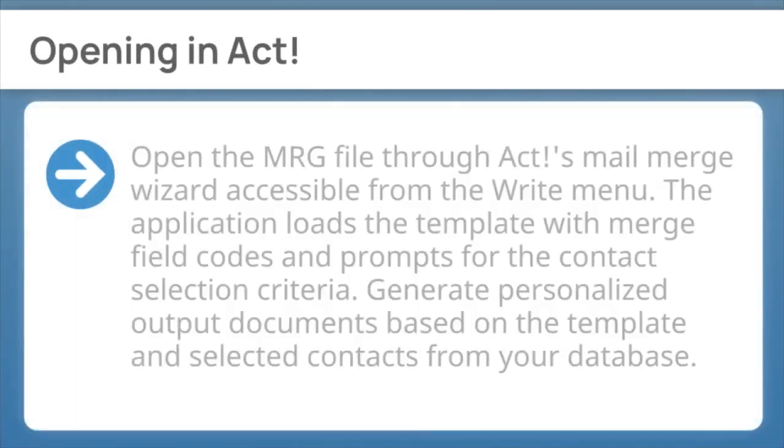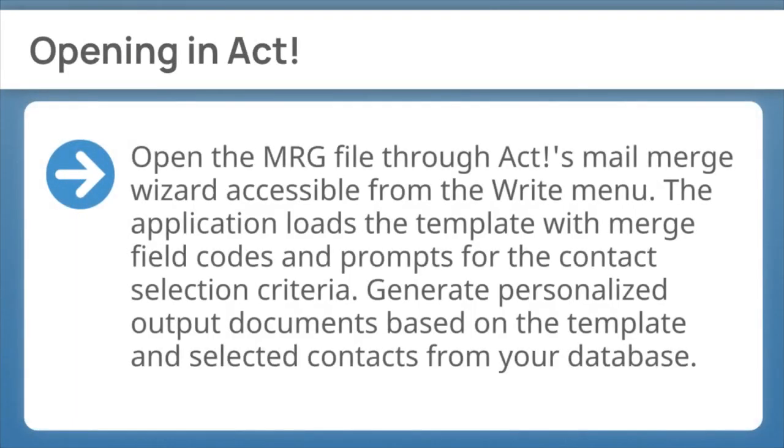First, opening in Act. Open the MRG file through Act's Mail Merge wizard accessible from the right menu. The application loads the template with merge field codes and prompts for the contact selection criteria. Generate personalized output documents based on the template and selected contacts from your database.